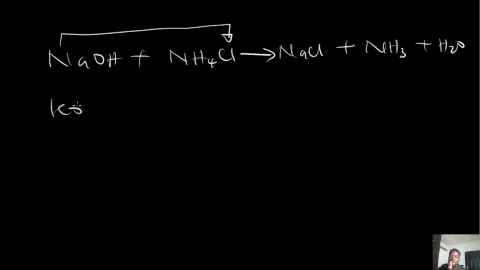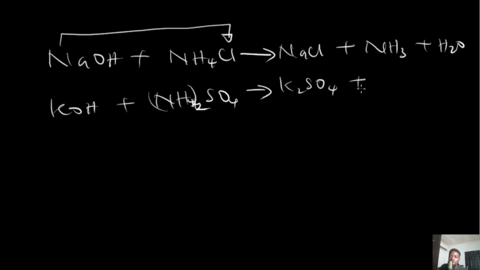If you have potassium hydroxide and it is heated with ammonium sulfate, you're going to have the same thing. Potassium will collect SO4, so that's going to be K2SO4. Ammonia will be formed, and then you have water. So basically, a base is heated with an ammonium salt to give off ammonia gas. Note that this particular process serves as the lab preparation of ammonia.